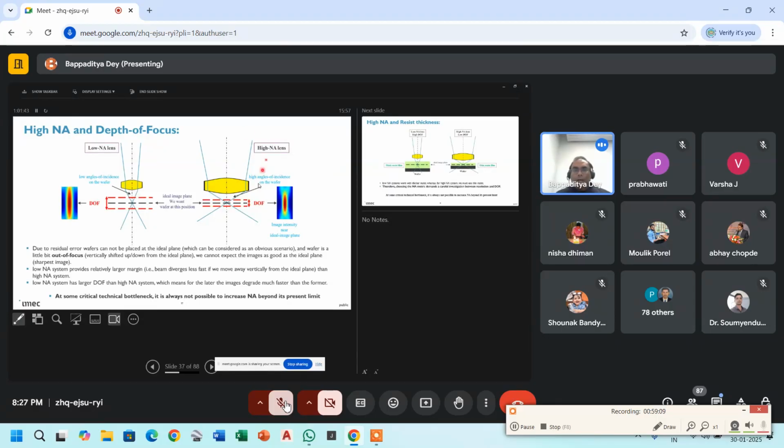But with the high NA, now this spec is becoming very limited. So that means this range is now the challenge for you, and that is basically going to affect your image intensity, image blurring, all these ideas.